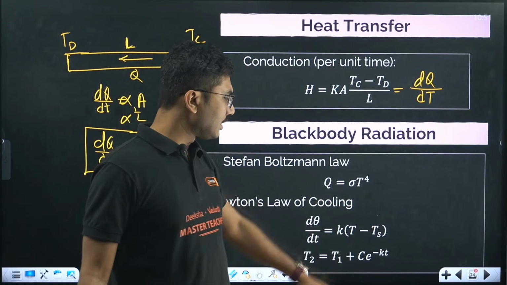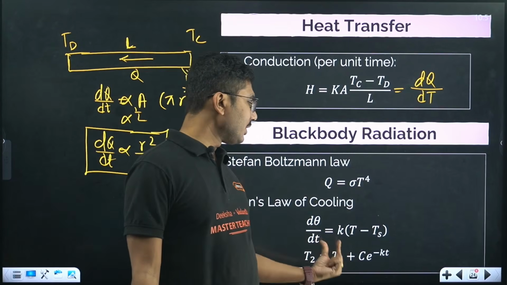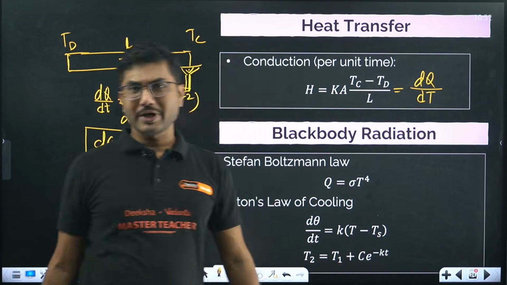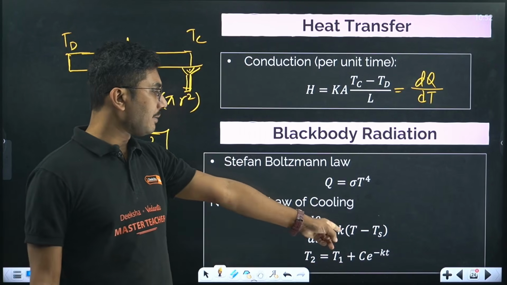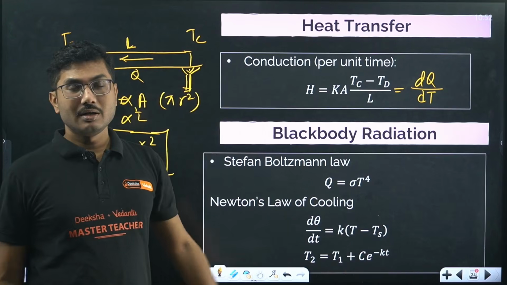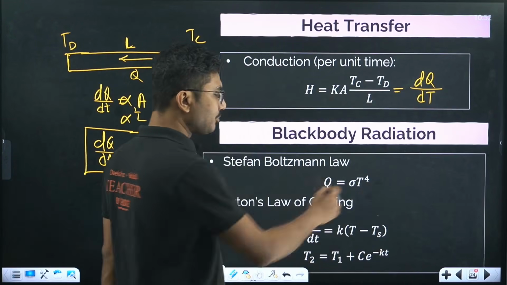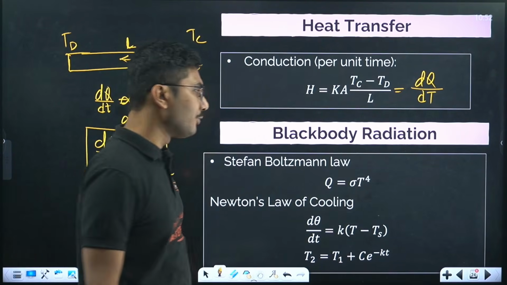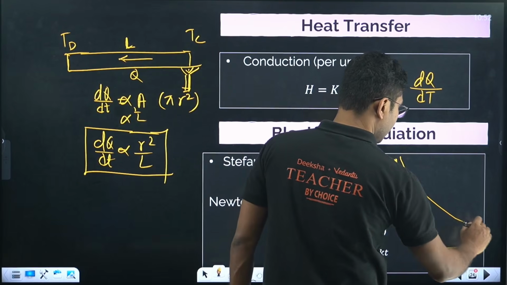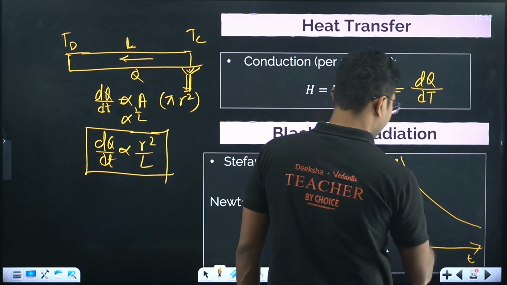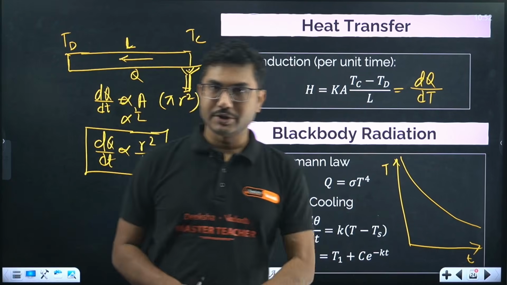And if you solve this equation, you get T2. T2 is the final temperature, equal to T1 plus C into e to the power of KT. K is called Newton's law of cooling constant, the same K here. So you can see that the temperature cools down exponentially. Even though it's not a direct exponential function, there is an addition over here, but you can say that the object cools down exponentially with time.